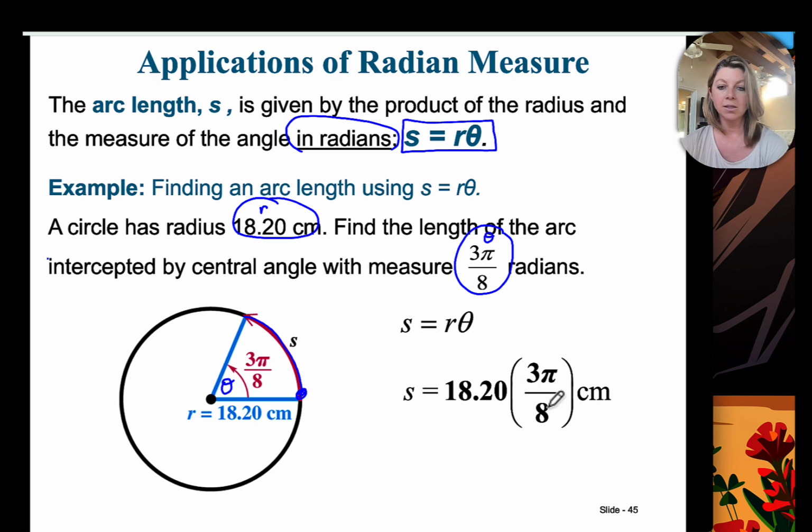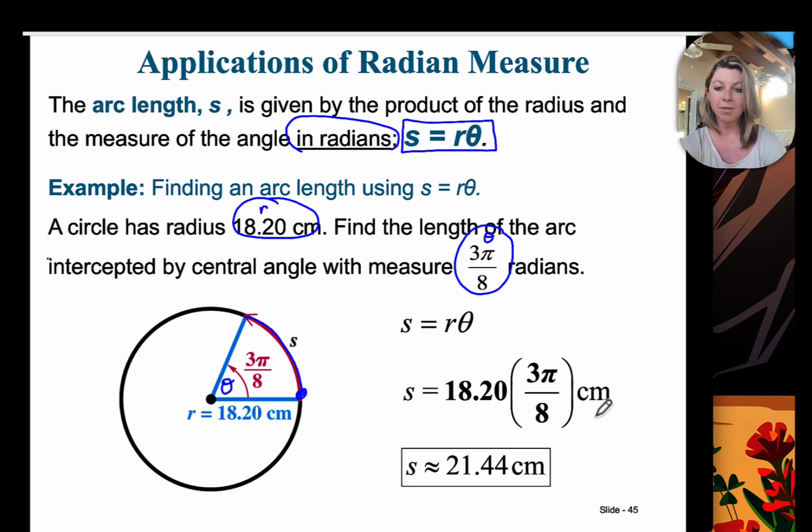We don't see the word radians for 3 pi over 8, but we know that's okay. And we're going to simplify that. And it turns out that that arc, starting here, walking to here, is approximately 21.44 centimeters. So thinking about that critically, the radius of the circle from here to here is 18.2 centimeters. This right here is a little bit longer, so 18, 19, 20, 21, about 3.24 centimeters longer if you walk this versus if you walk this right here.